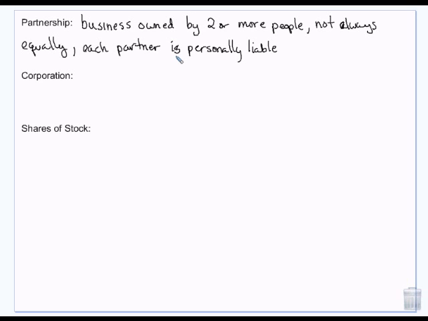Now, again, though, you may not be equally liable. If I own 75% of the business, I would own 75% of the liability. But all the partners are personally liable.